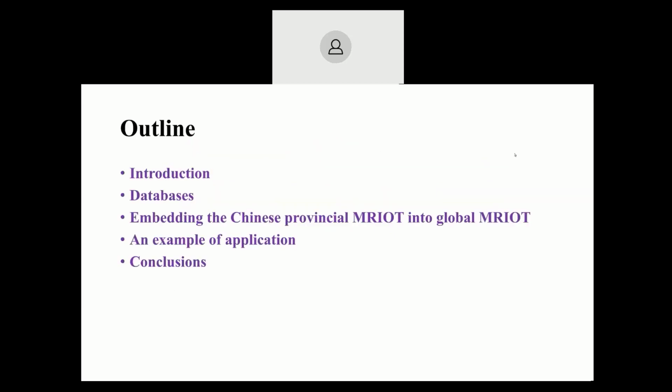This is the outline of my presentation. First, I will give a short introduction of our motivations, and then I will show the databases we used to do this work. And then we will move on to the part of embedding, of how to embed the Chinese provincial MRIOT into the global MRIOT. And then after that, I will give a simple little example of the application of the table. And finally, I will give the conclusions.